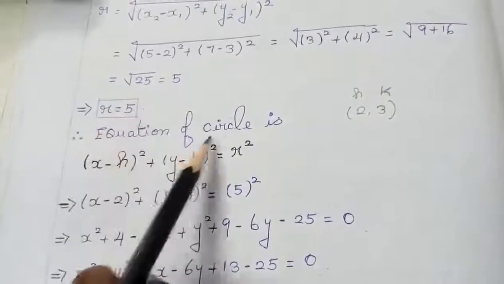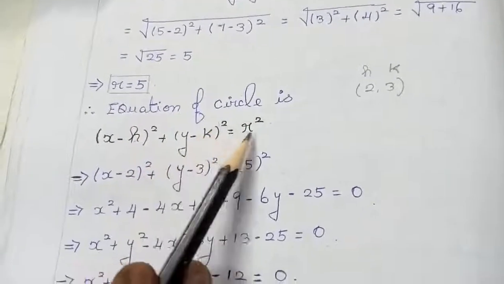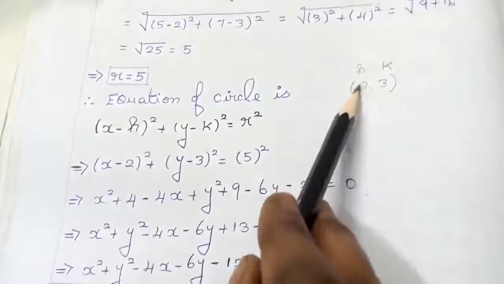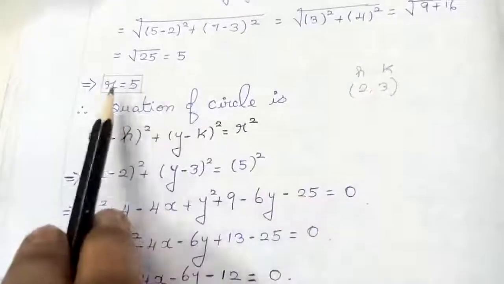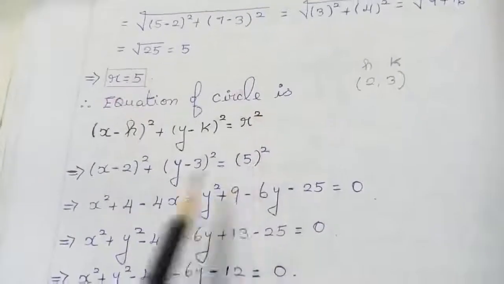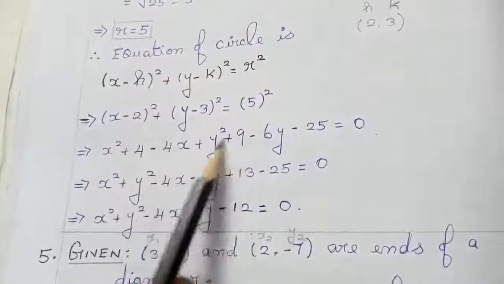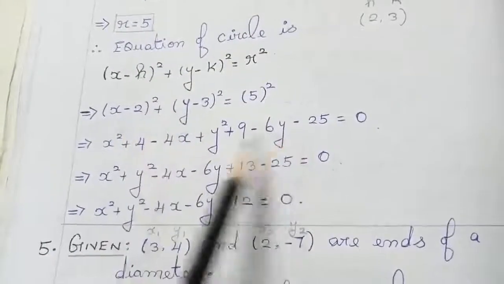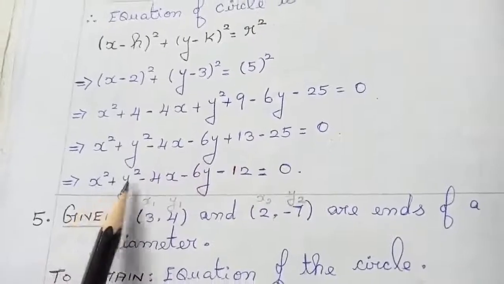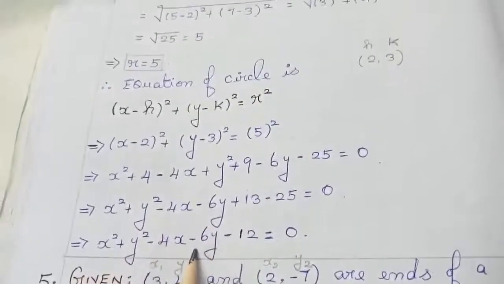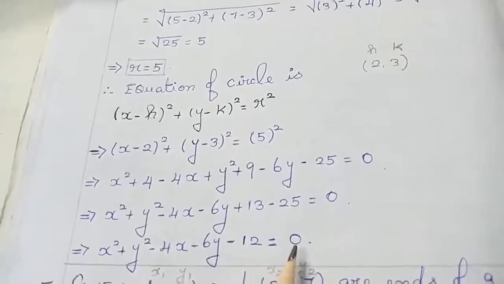Therefore the equation of the circle is (x minus h) the whole square plus (y minus k) the whole square equal to r square. The center (h, k) is (2, 3), which they gave in the question, and the radius I have found here students. Substitute here, use the (a minus b) the whole square formula, and expand both the values and solve the equation. Finally you get x square plus y square minus 4x minus 6y minus 12 equal to 0, which is the required equation of the circle.